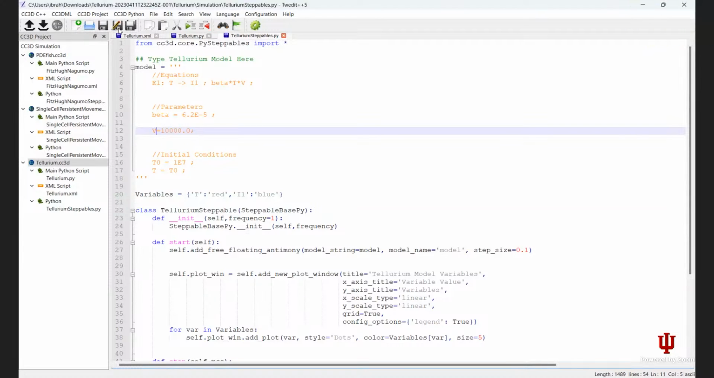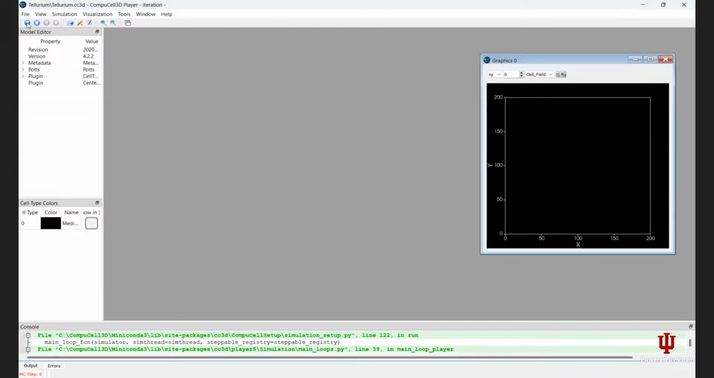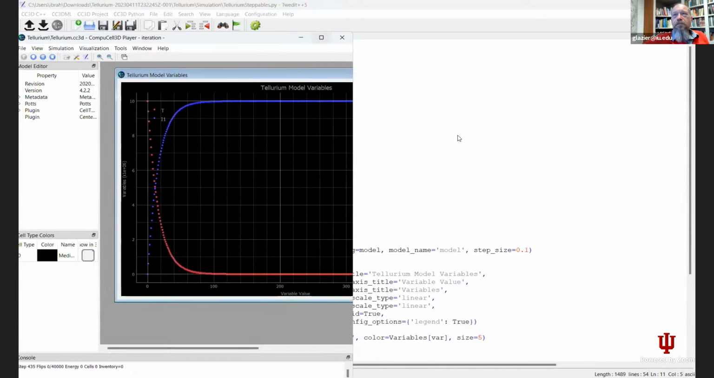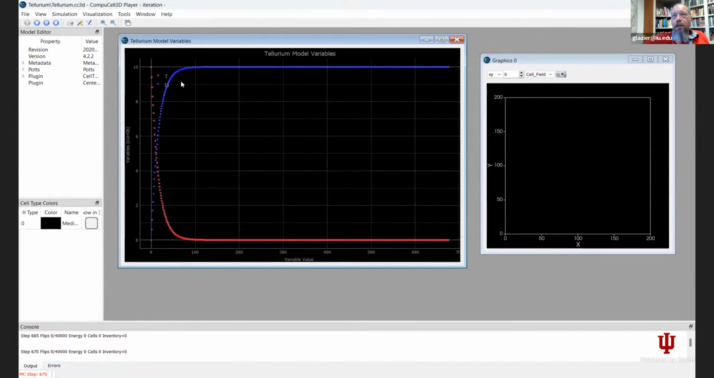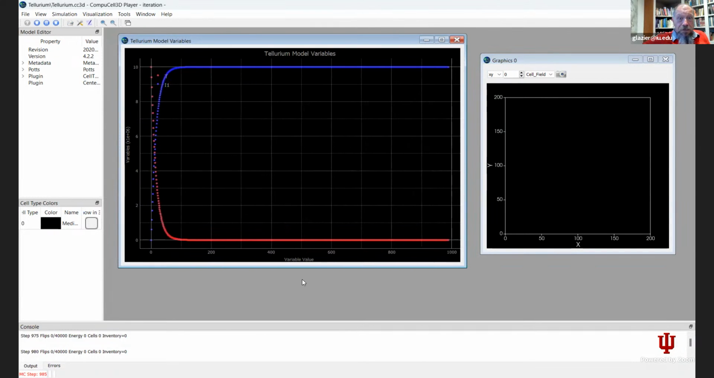Can you still see my screen? I only see Twitter. You have to reshare if you want to show play. Now, can you see? Yep, there we go. Okay, so it's running. Not the most exciting model in the world. All the cells get infected and that's done.